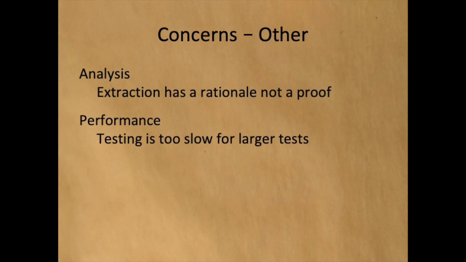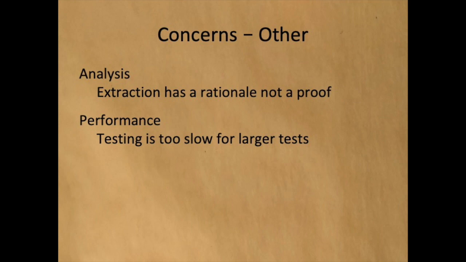Another concern is that the algorithm needs more analysis. We have a rationale for the extraction process, but not a proof. Extraction might not be polynomial, even though we believe it is. At worst case, it is 2 to the log n times square root of n, which improves on exponential significantly.